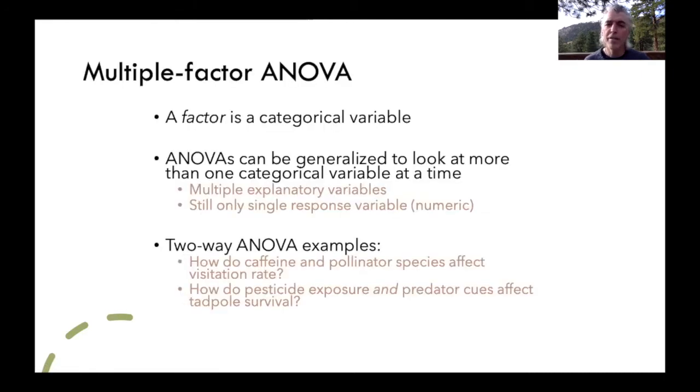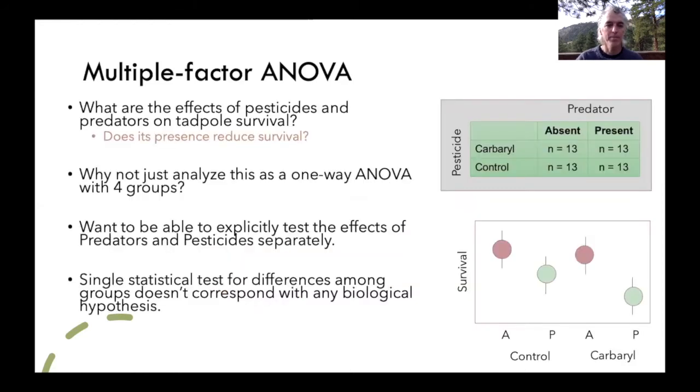So ANOVA is a very flexible technique that can allow us to test the effect of any number of factors or categorical predictor variables on some continuous response measure. So ANOVAs can be generalized then to look at more than one categorical variable at a time. As examples of two-way ANOVAs then, we can test how caffeine and pollinator species affect visitation rates to artificial flowers, or how pesticide exposure and predator cues affect the survival of tadpoles.